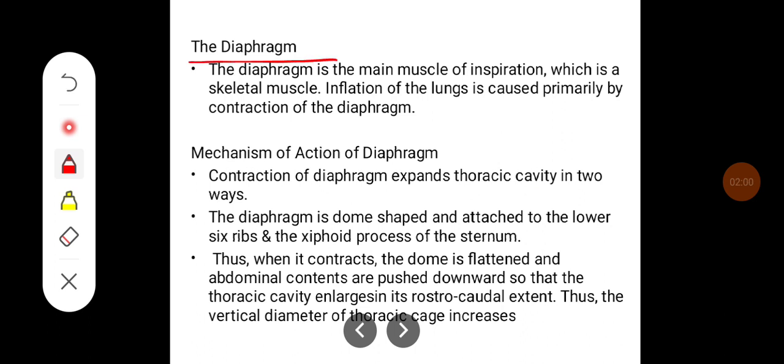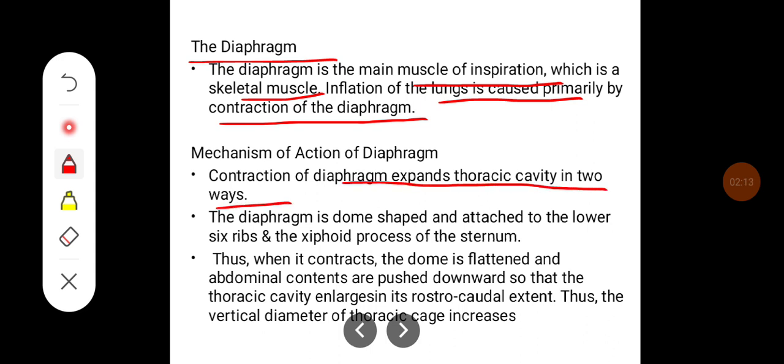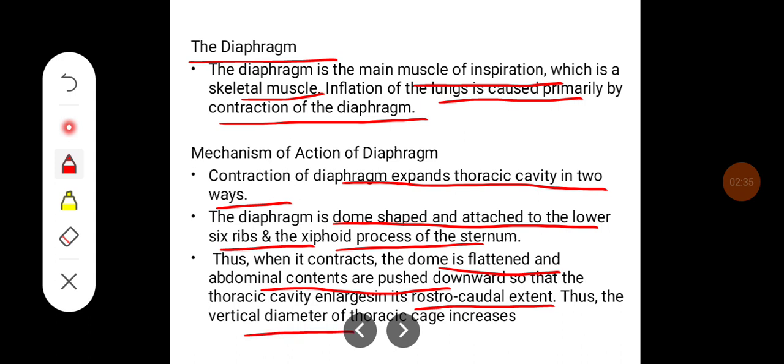The diaphragm is the main muscle of inspiration, which is skeletal muscle. Inflation of the lungs is caused primarily by the contraction of the diaphragm. The contraction of the diaphragm expands the thoracic cavity in two ways. The diaphragm is dome shaped and attached to the lower six ribs and xiphoid process of the sternum. Thus, when it contracts, the dome is flattened and abdominal contents are pushed downwards so that the thoracic cavity enlarges into rostro-caudal extent. Thus, the vertical diameter of the thoracic cage increases.